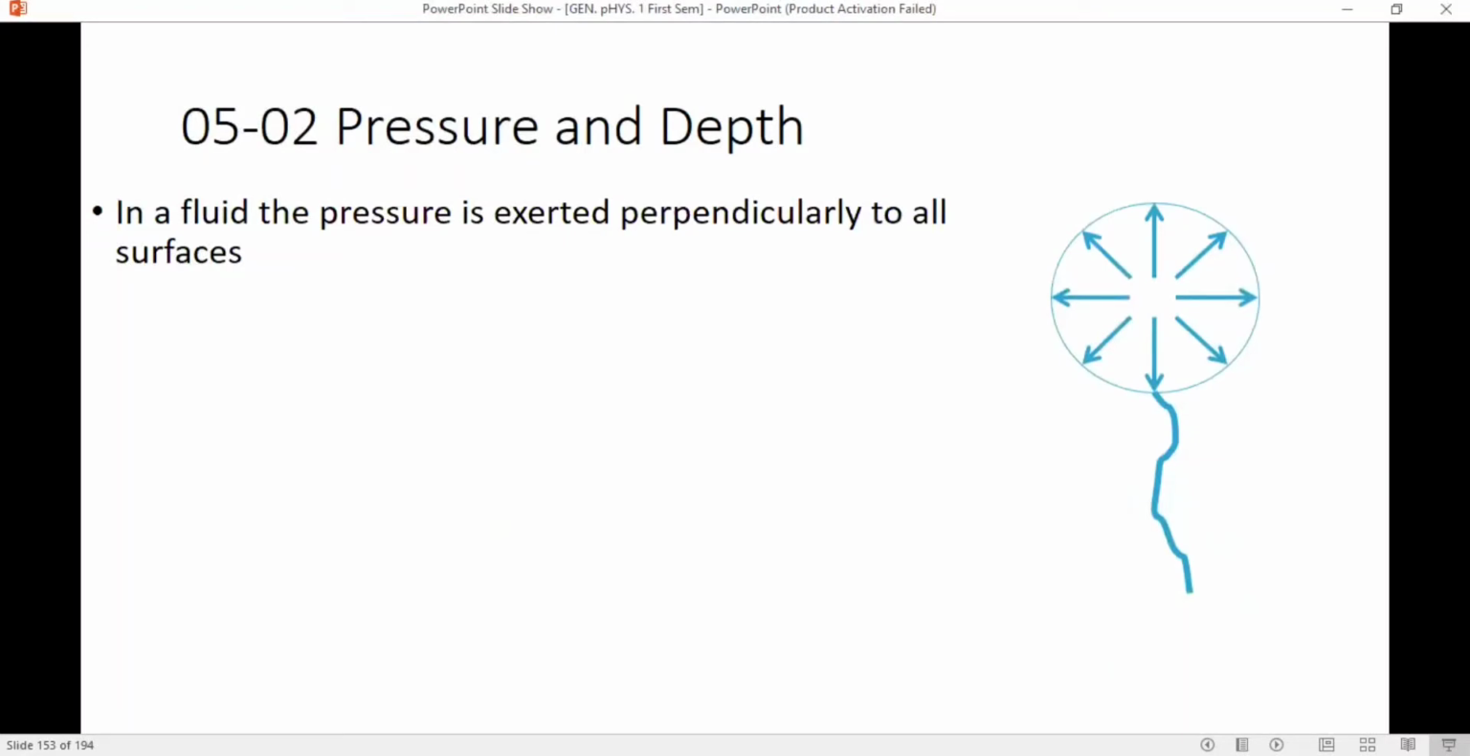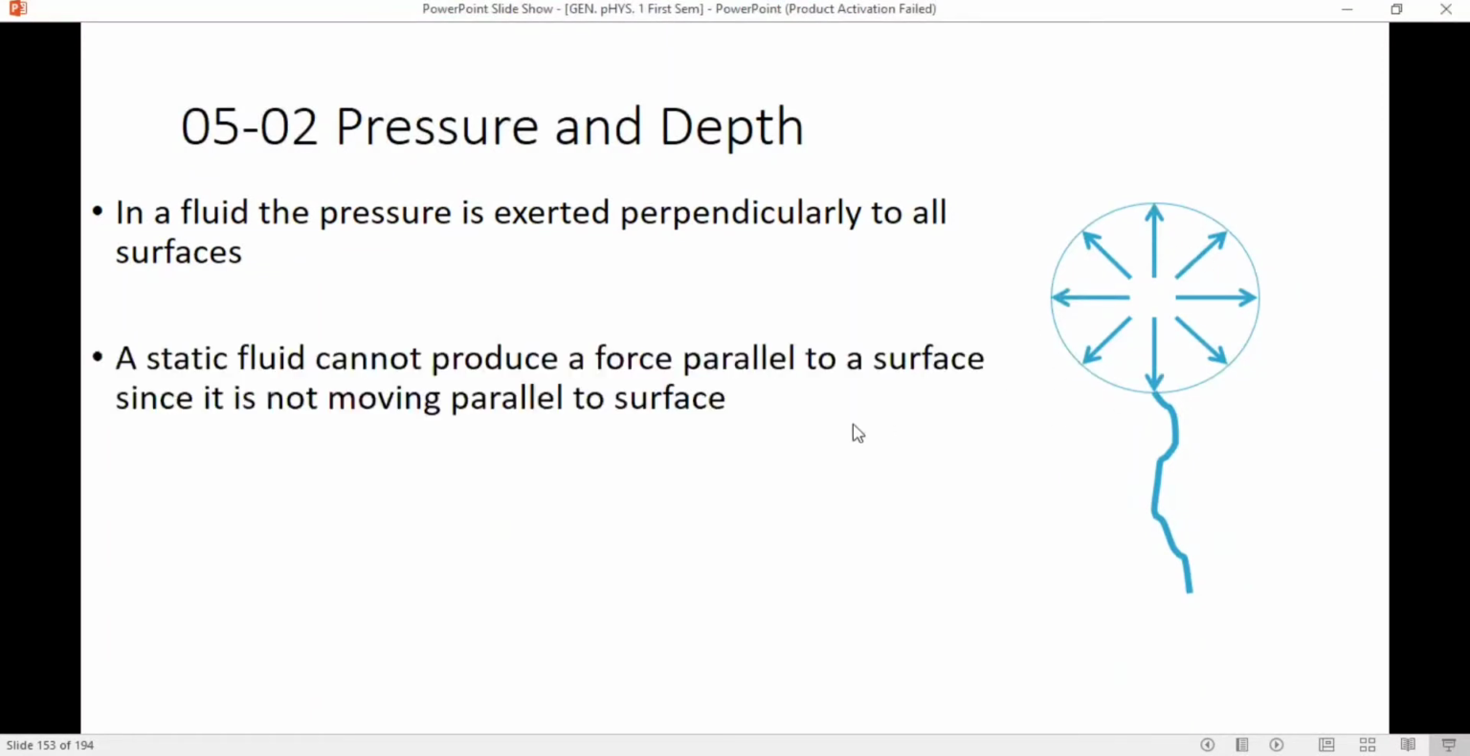In a fluid, the pressure is exerted perpendicularly to all surfaces. Katulad po nung illustration po dito sa picture na ito. The pressure is exerted perpendicularly to all surfaces. So as the arrow pointing out to the walls of the surface. Static fluid cannot produce a force parallel to a surface since it is not moving parallel to surface.